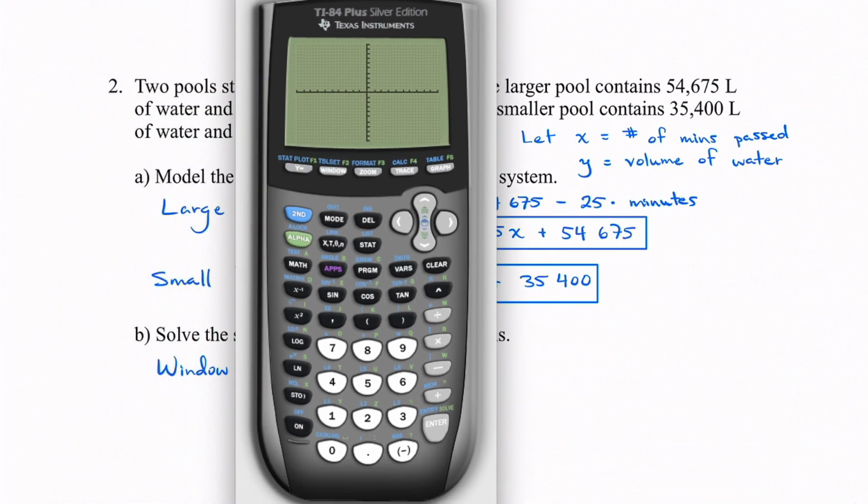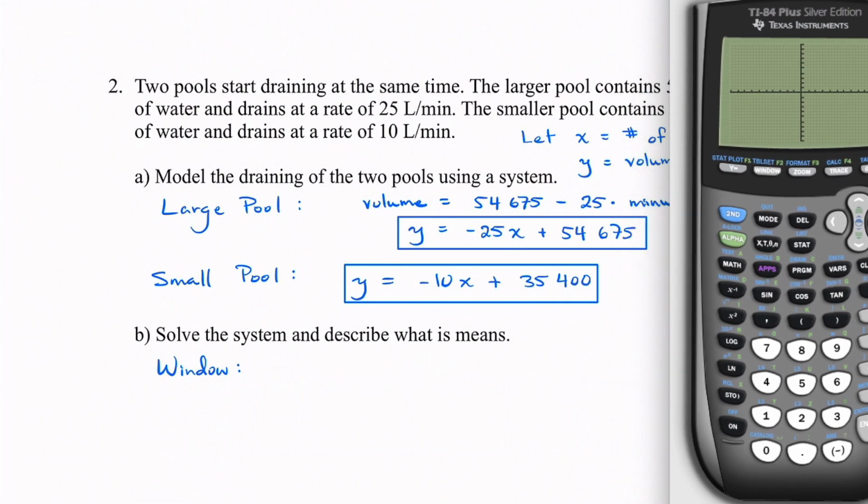So to do that, we have to think about the numbers that we were given here. So with this one, the largest number that we had for the y is 54,675. So when I am going to change my window, it has to be more than that because that is big and we need to be bigger. This one is less than this one, so we don't have to worry about this one. Just look for the largest one.